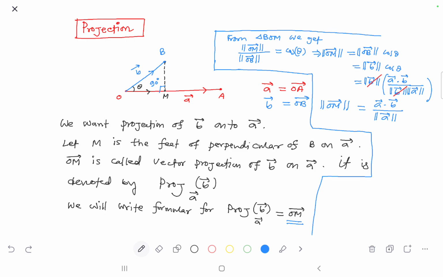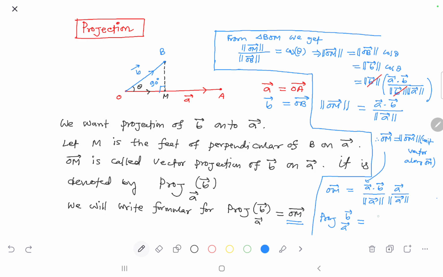Now the OM vector magnitude is this. Now the OM vector will be what? The OM vector is nothing but the magnitude of the OM vector times the unit vector along the OM vector. So the OM vector is A vector dot B vector by magnitude of A vector, and the unit vector along A vector will be A vector by A vector magnitude. So basically the projection of B along A, we are getting A dot B by the magnitude square of A vector, times the A vector. So this is the formula.